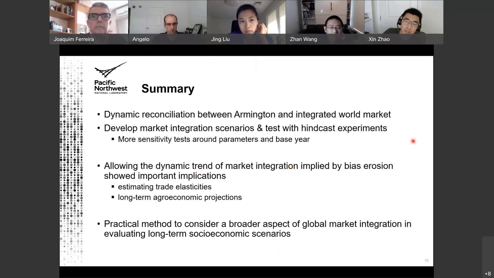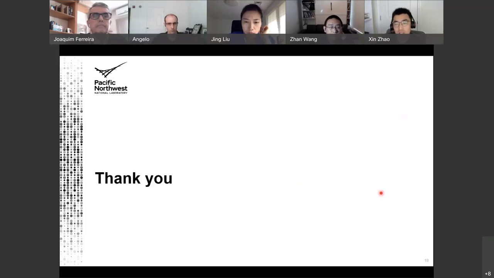So basically, in this study, we started with a dynamic reconciliation between this Armington and the fully integrated world market approach for trade modeling, and then we developed scenarios for market integration within this Armington approach. We show that allowing this dynamic trend of market integration implied by bias erosion had important implications in future trade scenarios, and there were also implications, I forgot to mention, on the trade elasticities. And also, this approach practically allows long-term projections, particularly for Armington models, to consider alternative trade futures. I think I will just stop here and open for questions.